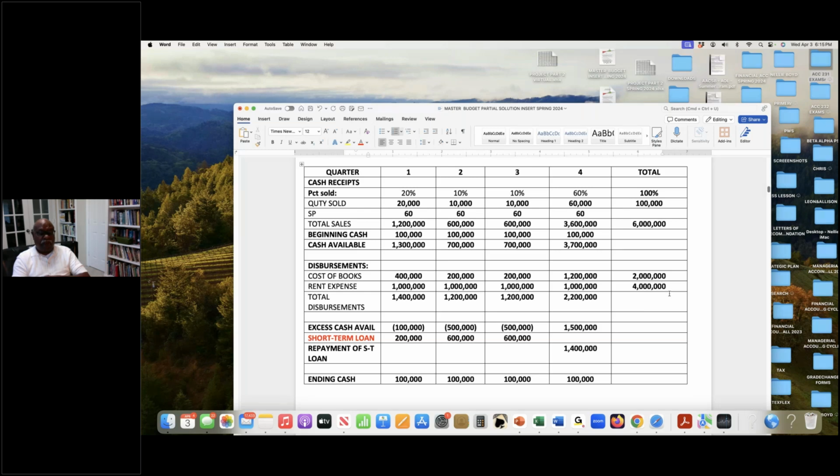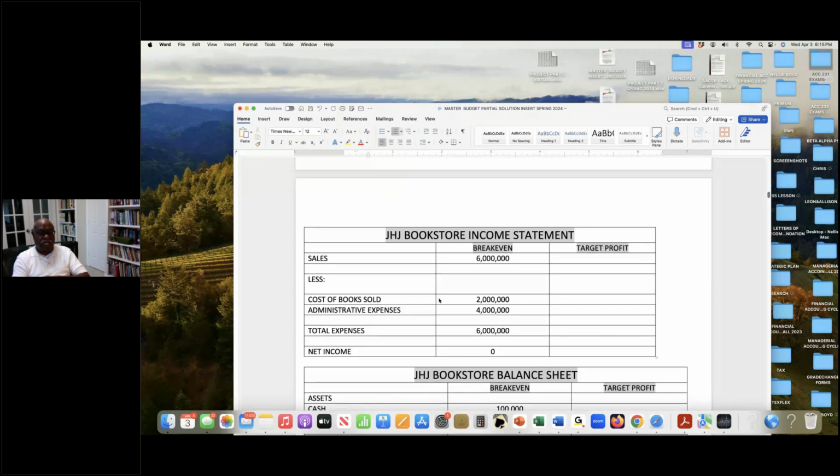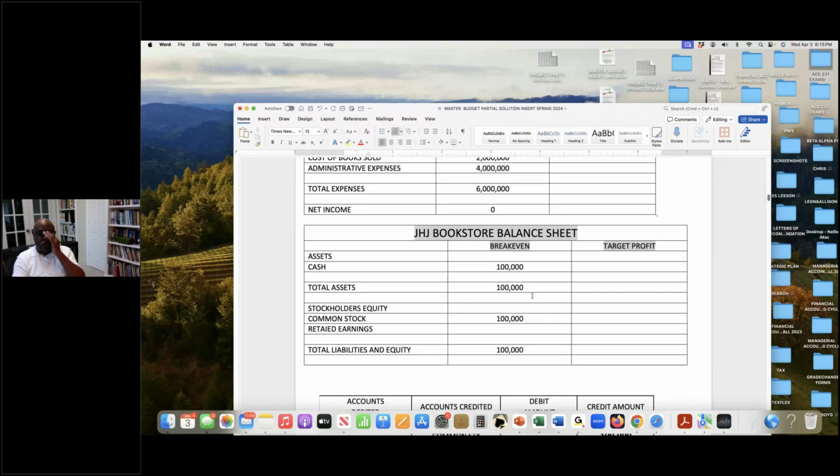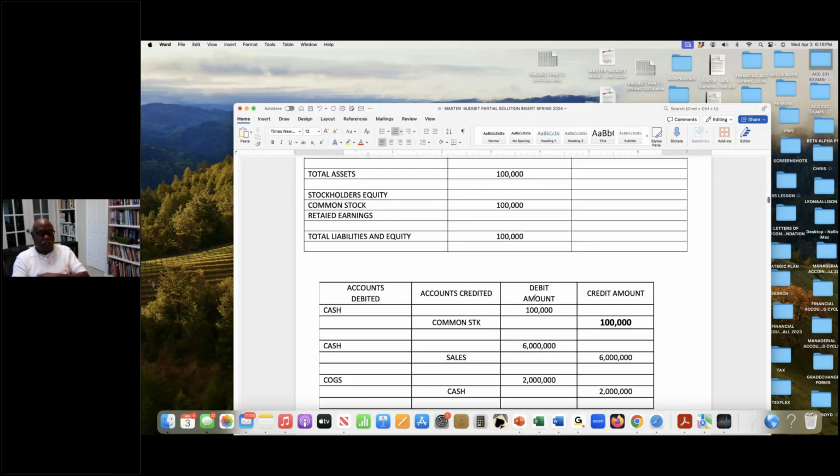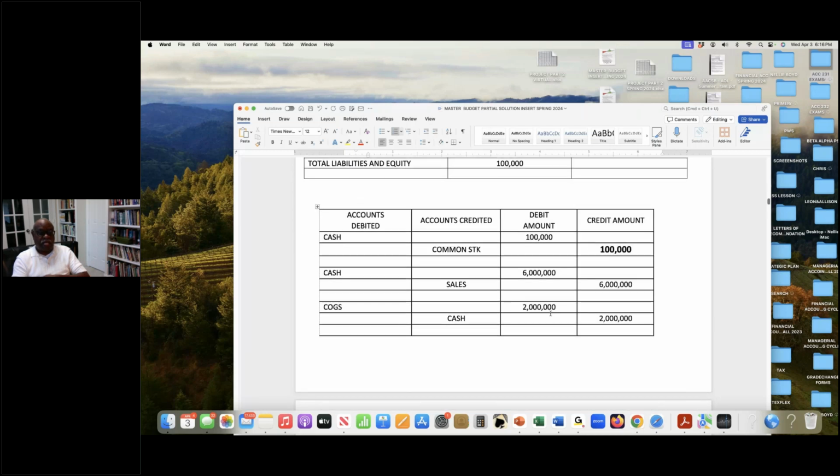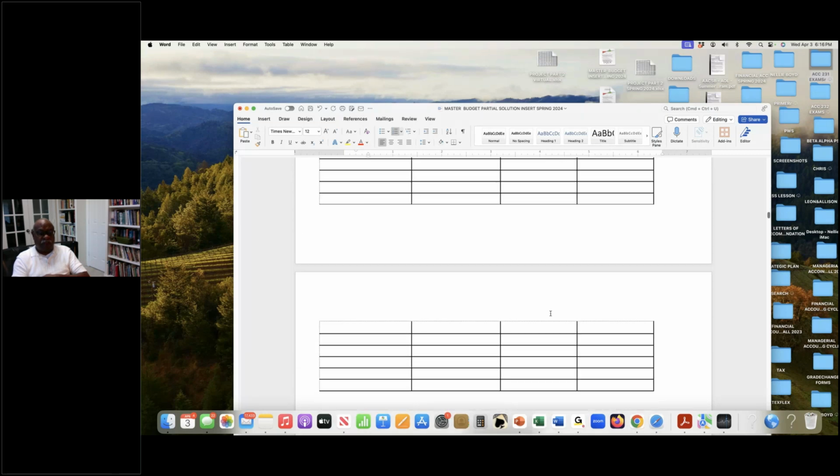Okay, let's continue with this year. We need to get an income statement and we need to get a balance sheet. Therefore, we have to make journal entries. The first journal entry, when we started the business with $100,000, we debit cash for $100,000 and we credit common stock for $100,000. That's the first journal entry that we make.